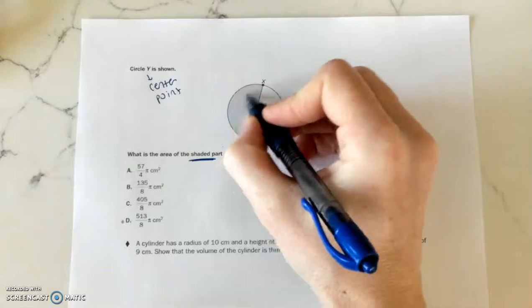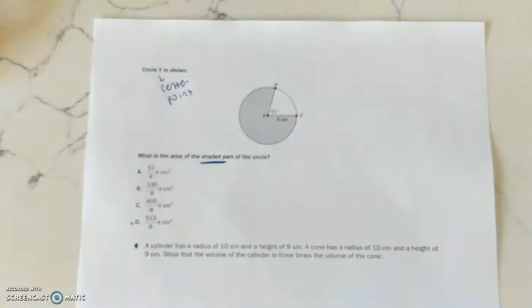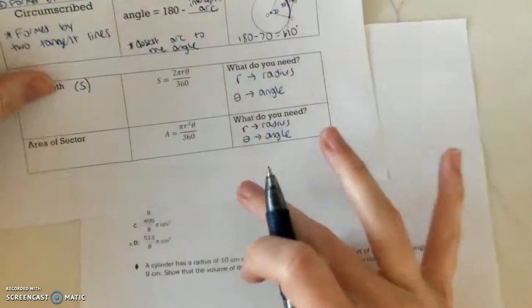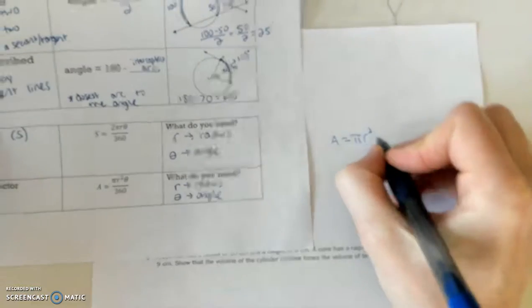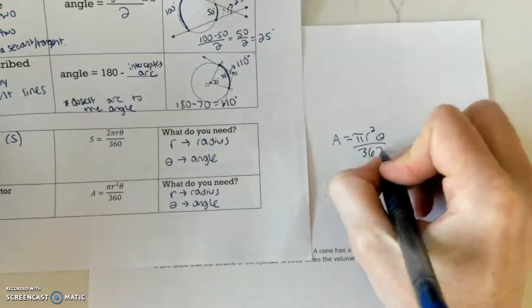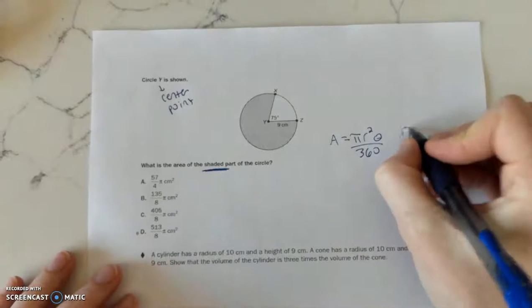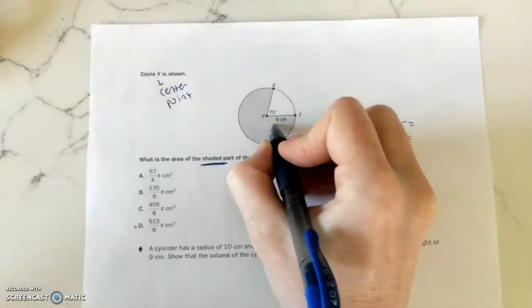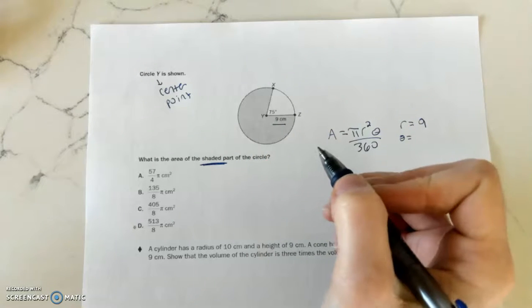So I'm looking for this area, the shaded part. So area of a sector, I'm going to go back to that very first page to get the formula. And our area of a sector formula is going to be pi r squared theta over 360. So the two things I need are the radius and the angle. All right, so it gives us the radius of 9 centimeters. We know it's the radius because it goes from the center to the outside.